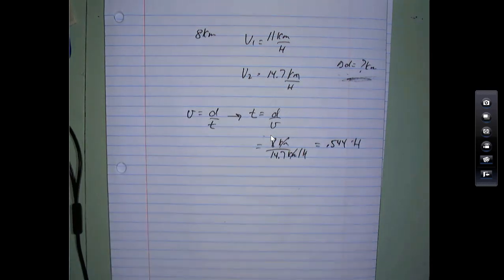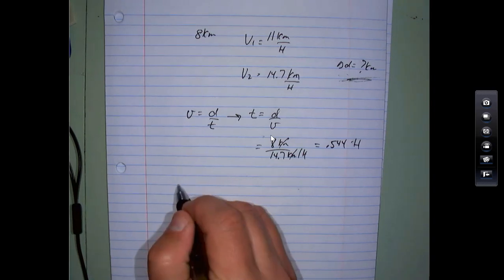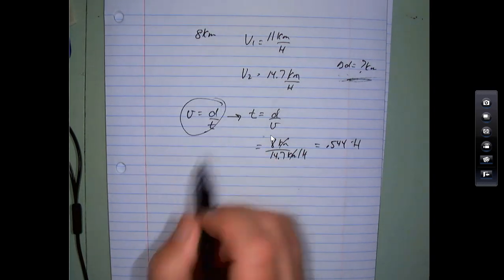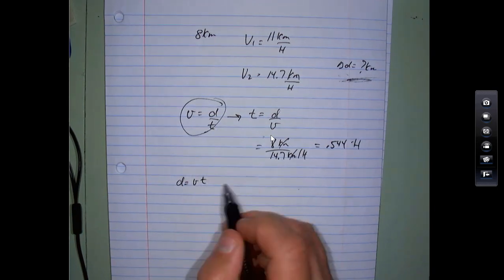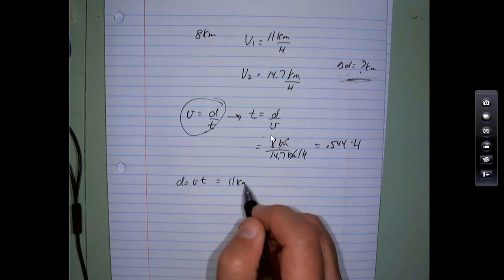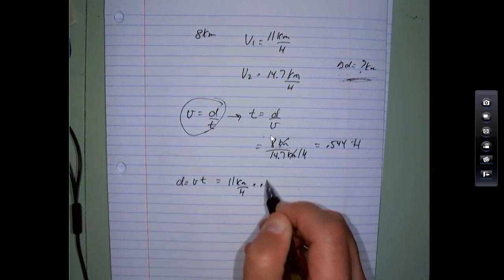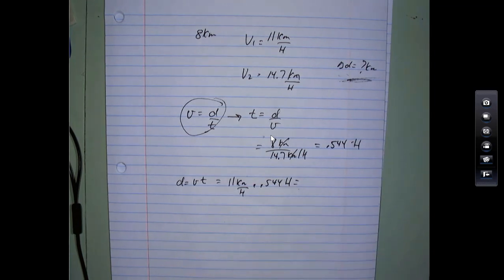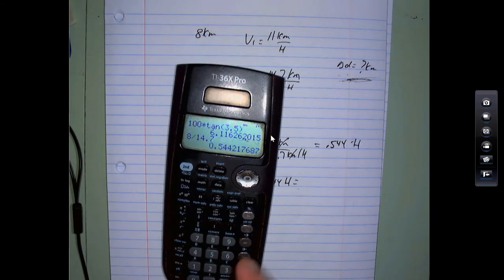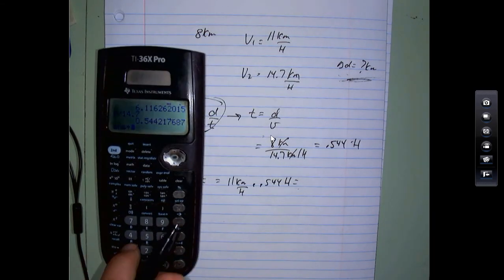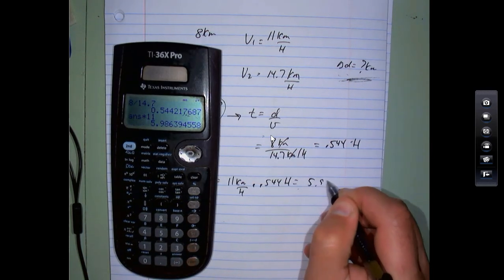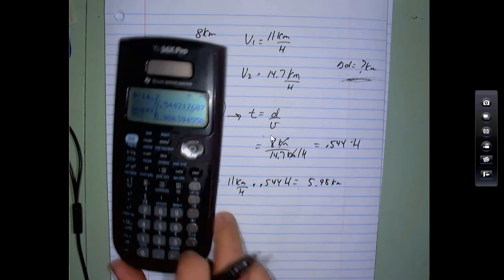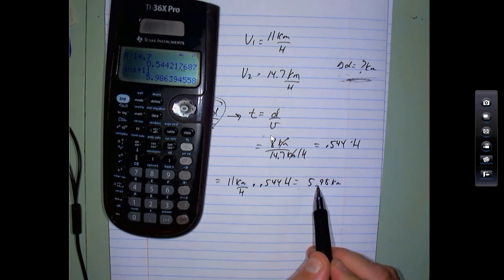Now let's see how far the slower runner has run during that time. Okay, so same formula here. Distance is velocity times time when you do the algebra. Multiply both sides by t. So 11 kilometers per hour times 0.544 hours. That'll tell us how far the runner has traveled. And I haven't changed my calculator, so I'm just going to use that times 11. 5.98 kilometers. Okay, so this runner has gone 5.98 kilometers.